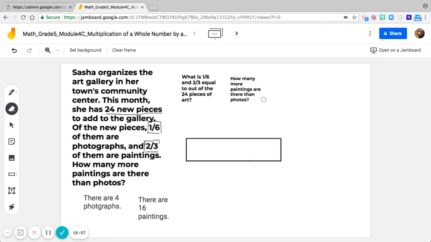Let's look at our next question. How many more paintings are there than photos? Okay, have we answered that question? No, but we can do that now, right? So we know that there are more paintings, clearly, because there's 16 paintings, right? But we need to see how much more 16 is than 4, okay? So we could do it one of 2 ways. We can do subtraction, right? So we can just take 16, take away 4, which will give us 12.